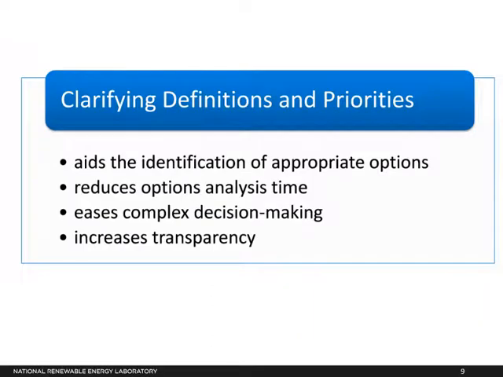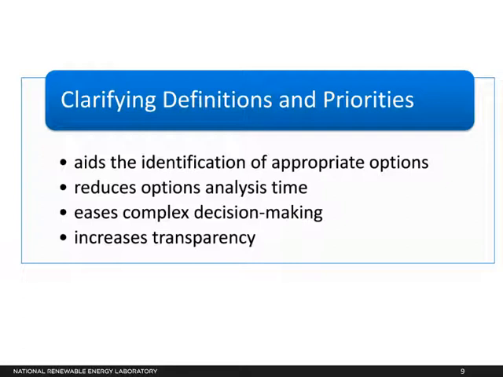Once a goal is set and the road mapping for attaining the goal begins, it's natural to want to dive in and start identifying your options to meet the goal. It's easy to jump to questions like, which municipal buildings have good roofs for a solar system? But taking the time to clarify some definitions and priorities before embarking on an options analysis can really save you a lot of time in the end.